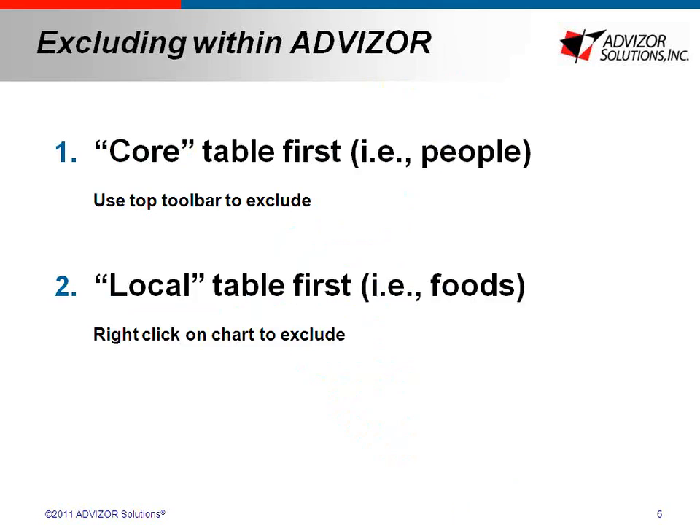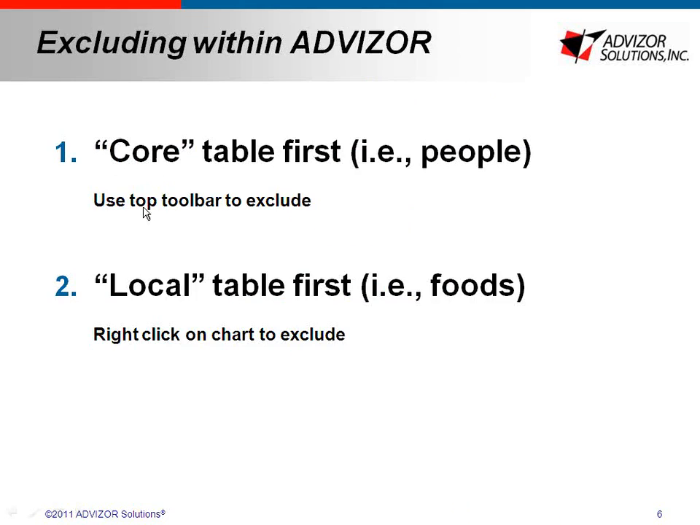So within ADVIZOR, I mentioned that there's two ways to exclude data. The first way is to exclude data from the core table first. In our particular example, the core table is the people table. And in a lot of the projects that we do in higher education, the donor table or the constituent table or the entity table or the people and orgs table, all those types of tables are usually the core table. And within the core table, there's always that one-to-one relationship. So each person only has one row in the table. So that's the core table.